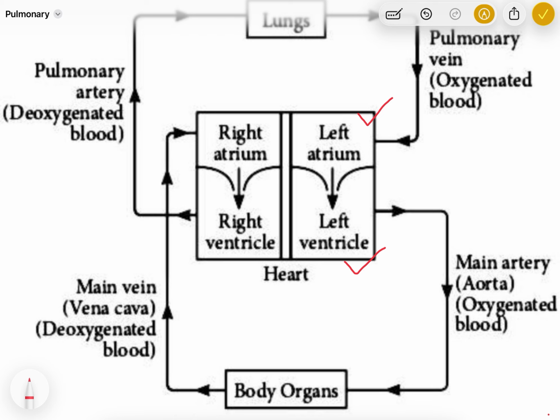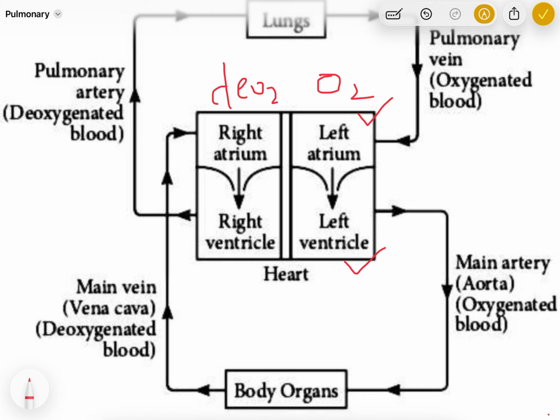Coming to the main point, the left side of your heart will carry the oxygenated blood, and the right side of your heart will carry the deoxygenated blood. To remember, this is the main thing, right? Next, let's discuss the circulation first. Then we can understand the types, the valves, and also the blood vessels.